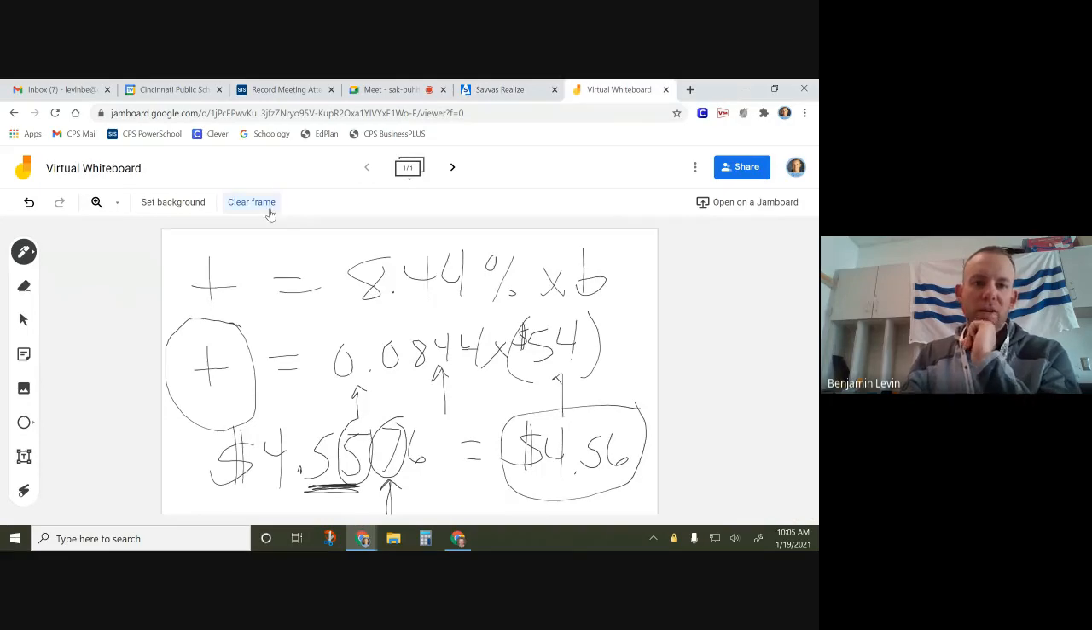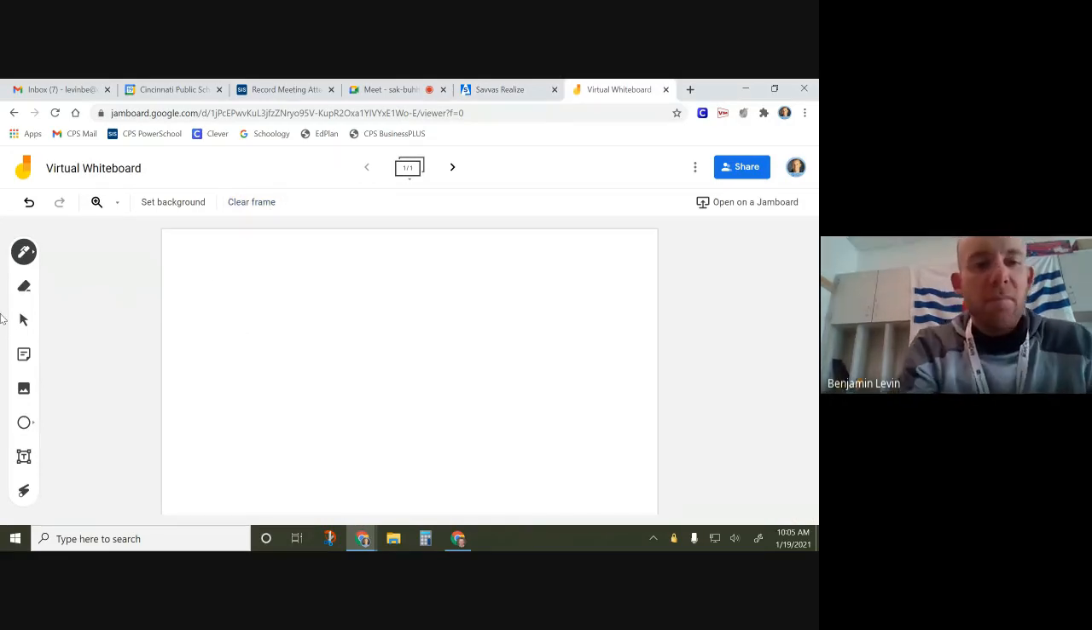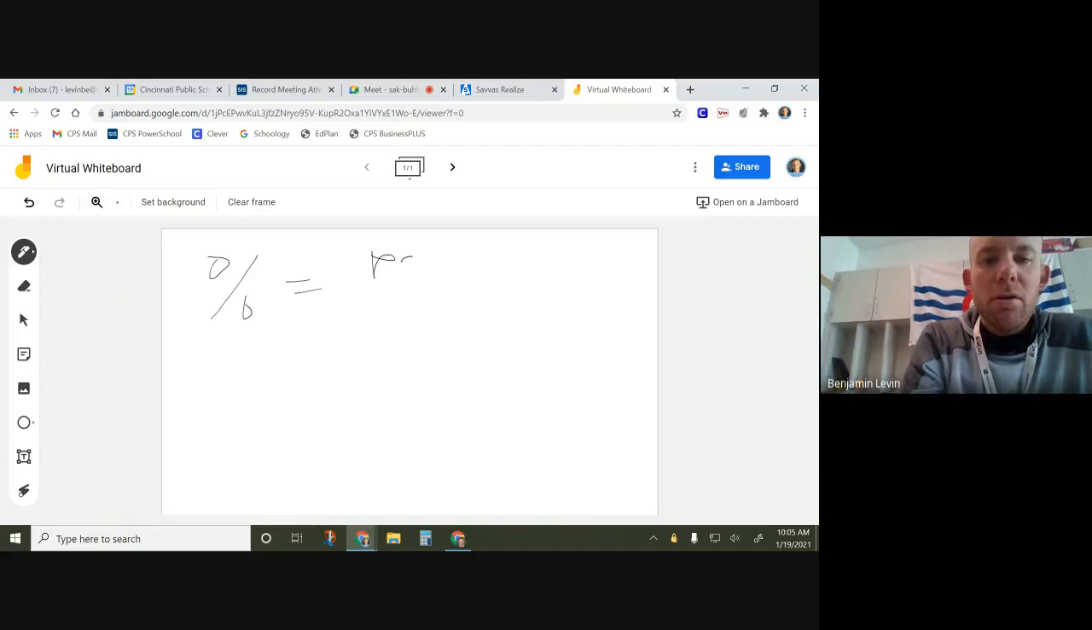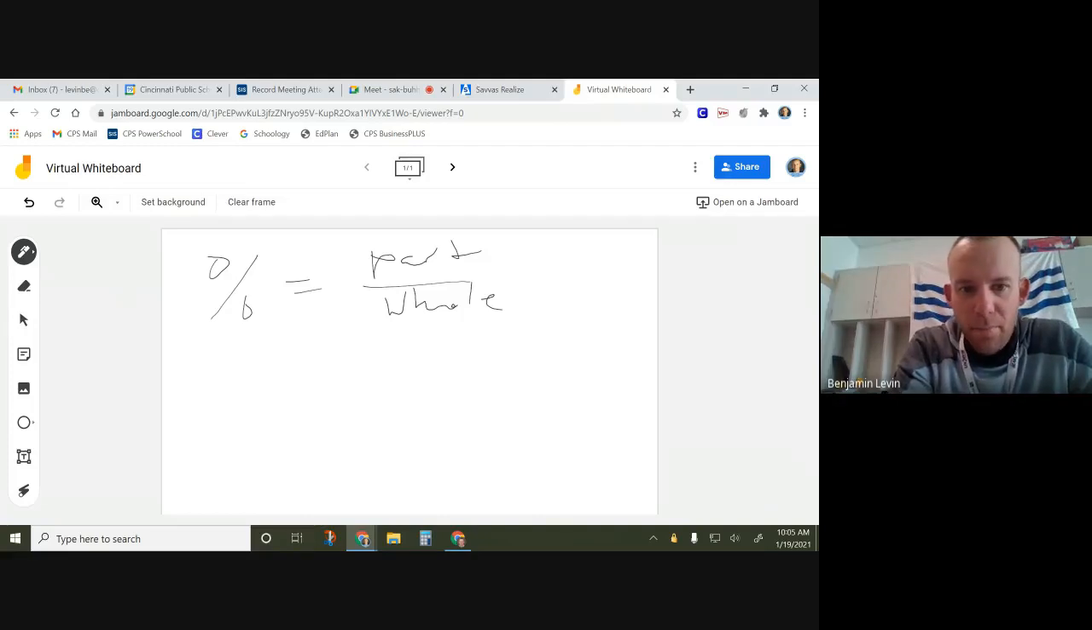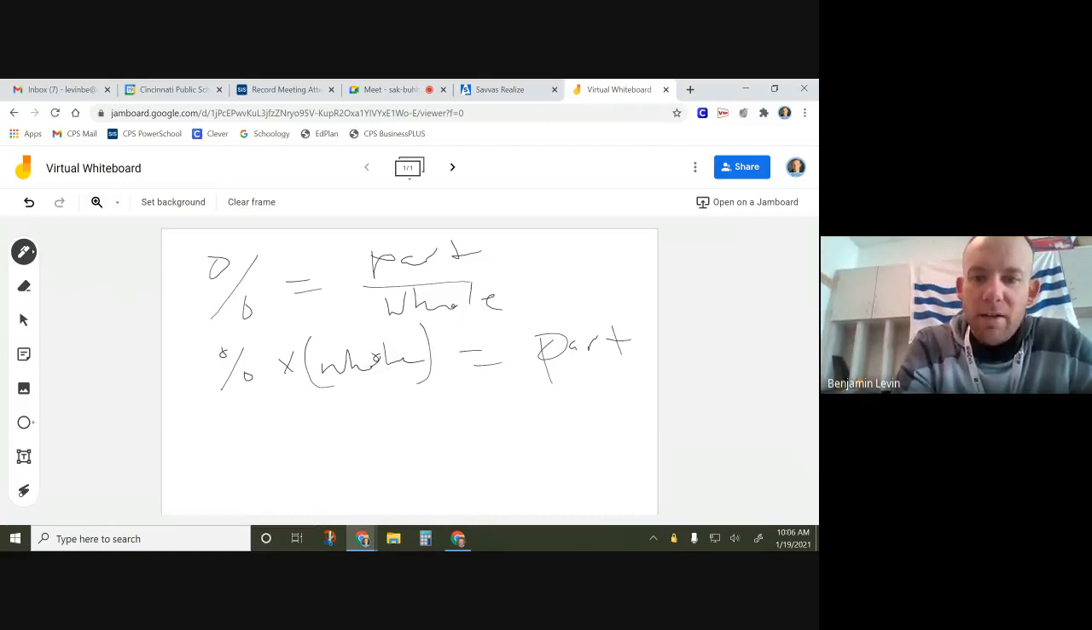Let's go to the Jamboard and try to figure this out. We know that percent equals part over whole. One other way to say that would be percent times whole equals part. That's what we were just looking at in the video, right? Percent times whole. Sorry about my terrible handwriting. My touch screen is not so responsive apparently today. Percent of the whole is the part. Percent of whole equals part.